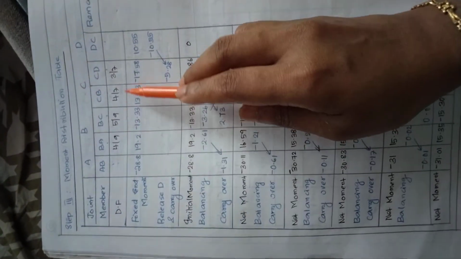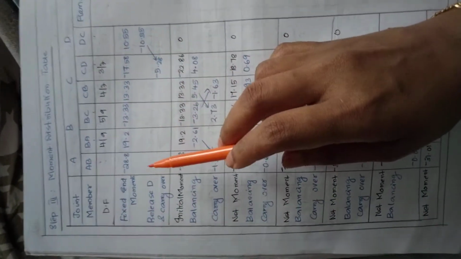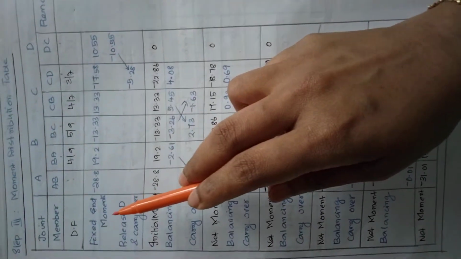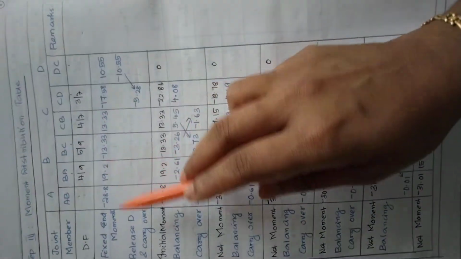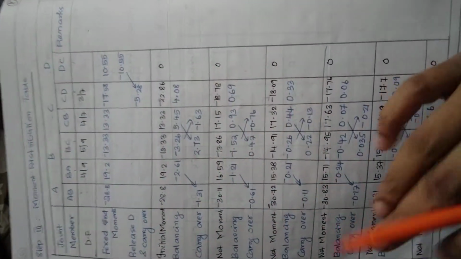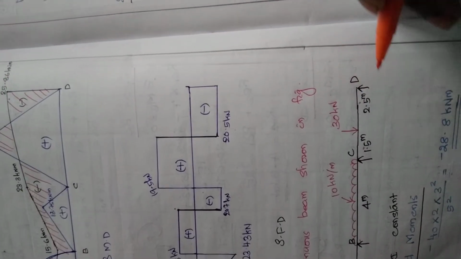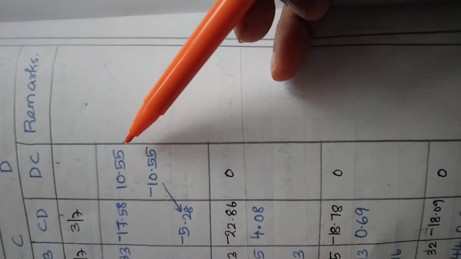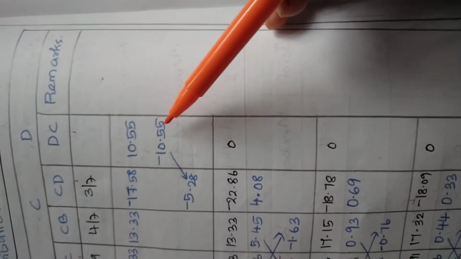Next, write down the distribution factors for the joints and the members. Then write down the fixed end moments. Okay, till this step it is clear. Fixed end moments we have written. Then the first step is, if there is any simply supported end, you will have to release it. So here D is a simply supported end, so you will have to first release it. That is, in this case, DC will be minus 10.55.